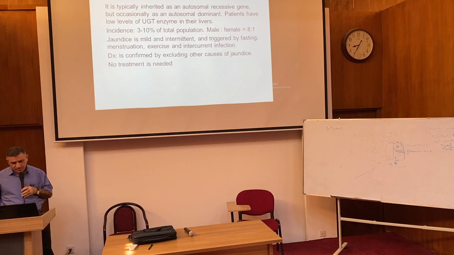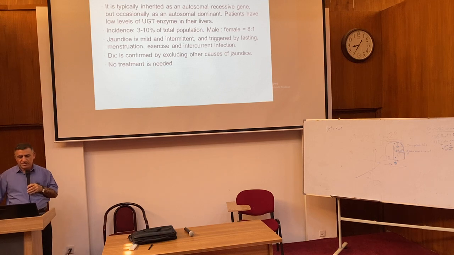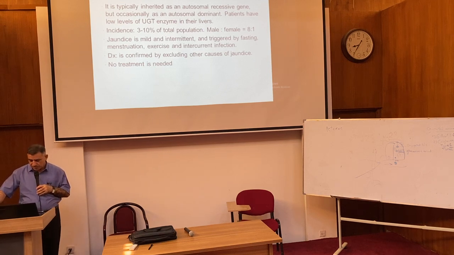Gilbert or Crigler-Najjar is due to an autosomal recessive gene, rarely maybe due to autosomal dominant. Patients have low levels of UGT enzyme in their livers. Incidence, yeah, it is common, not a rare disease. It affects 3 to 10% of the total population. Male to female is 8 to 1.